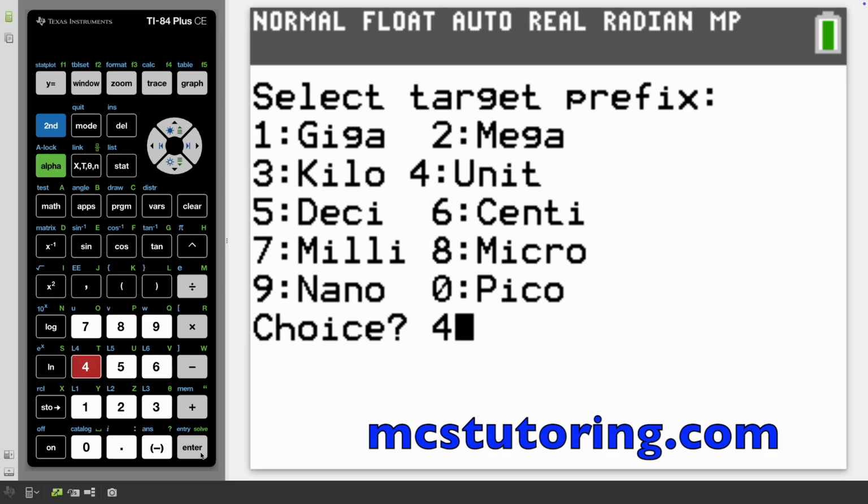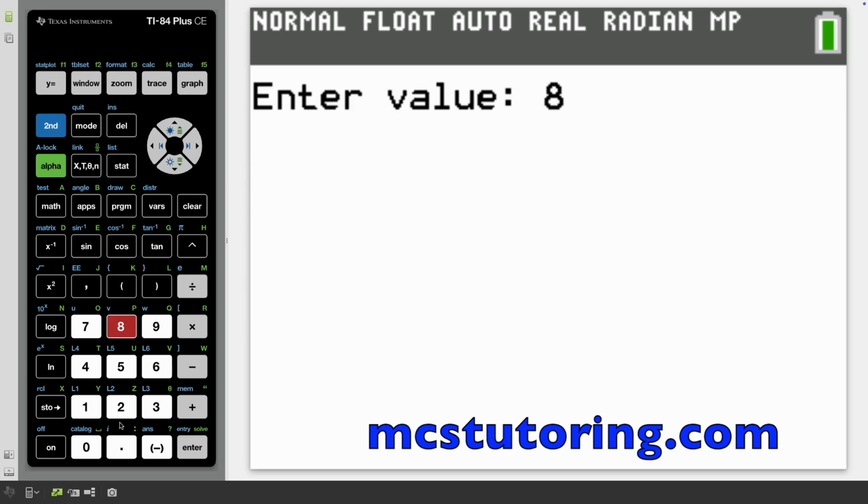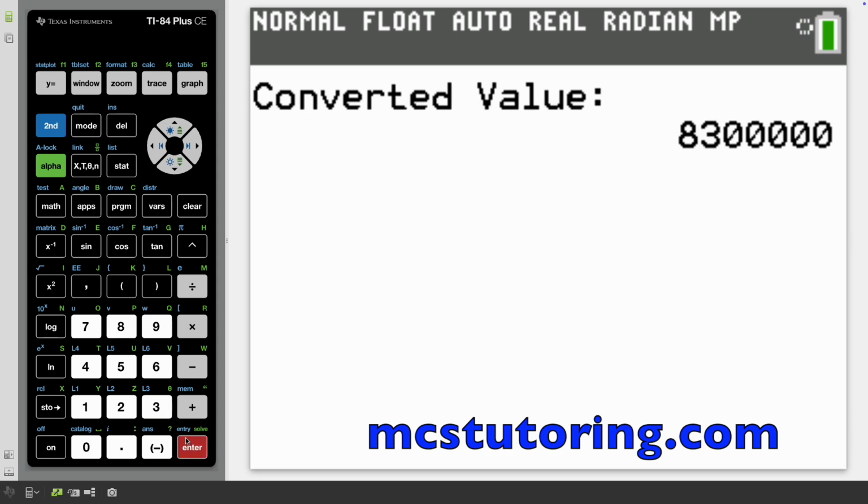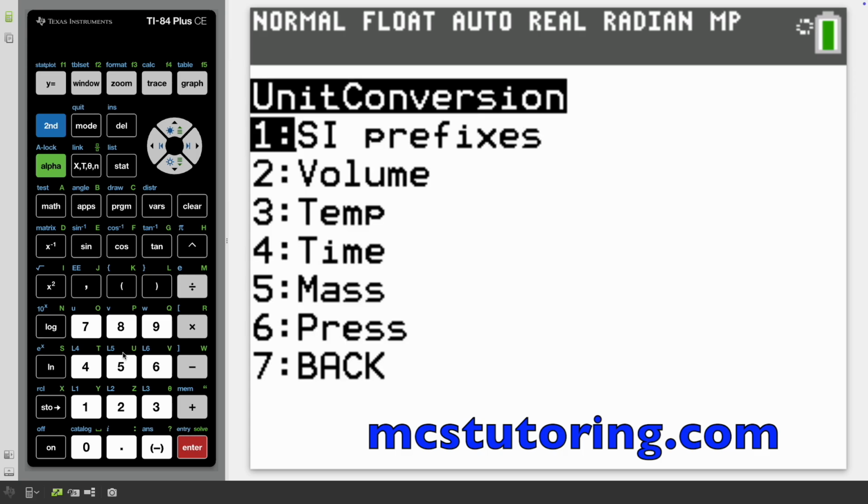And then how many? Let's say we have 8.3 megaliters. How many liters is that? A whole bunch. Looks like 8.3 million. There should be a comma here and a comma here. I don't know how to code that yet, so I'm not coding it, but there's the number you want. Okay, great. So that's basically it.